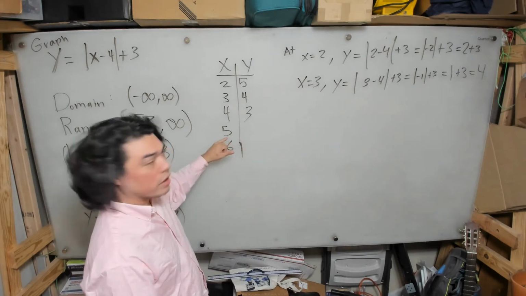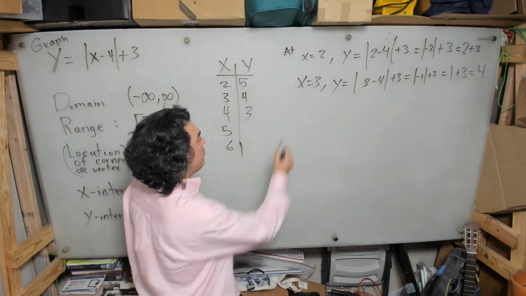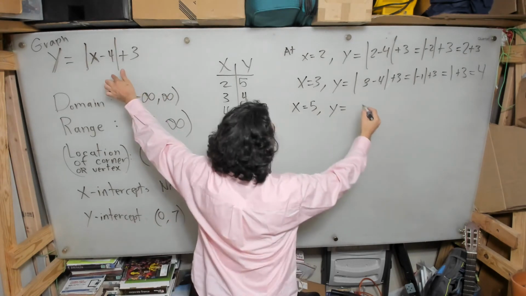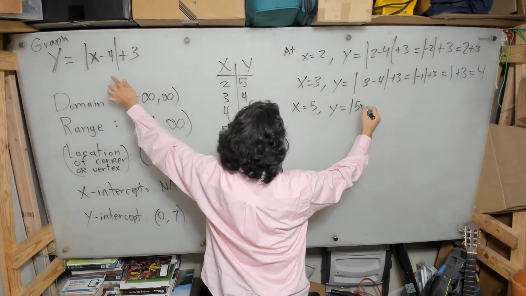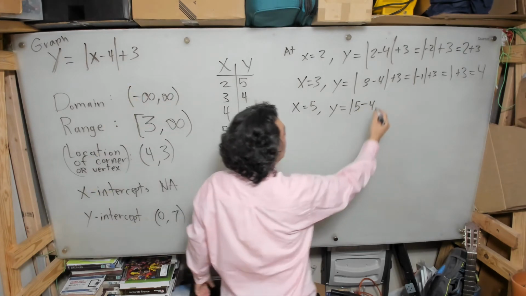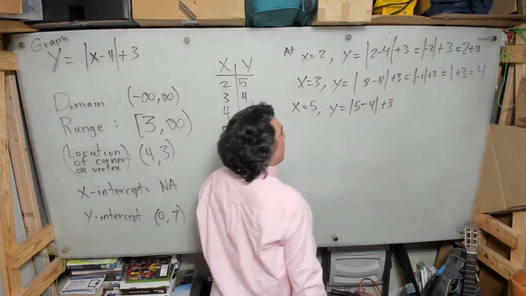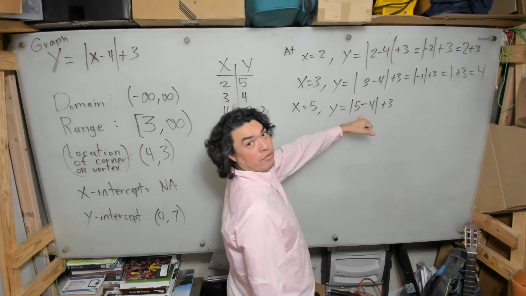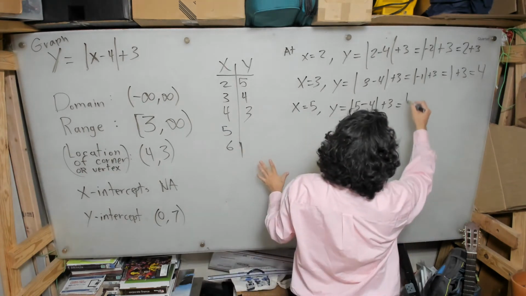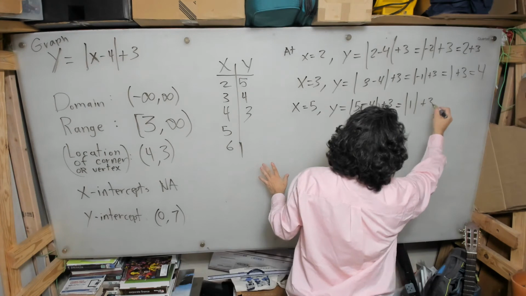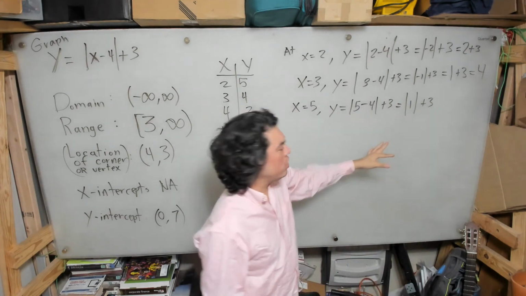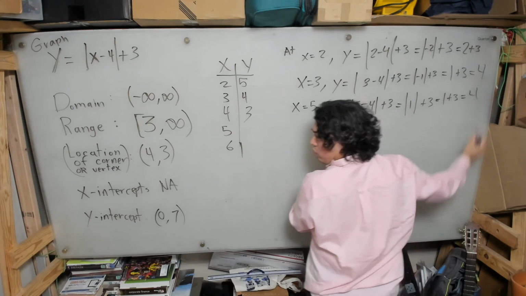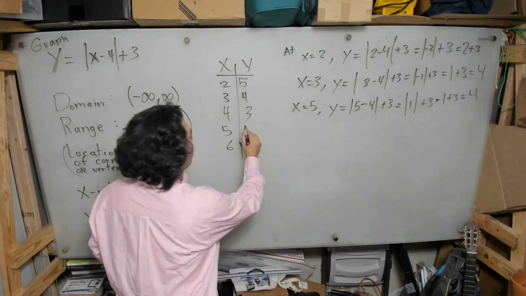Now I'm going to calculate the y value for x equals 5. So y will equal the absolute value of 5 minus 4, okay, plus 3. Now, what is 5 minus 4? That's positive 1. So this will be the absolute value of 1 plus 3. The absolute value of 1 is just 1. So this will become 1 plus 3, which will be 4. So I'm going to write the 4 here.